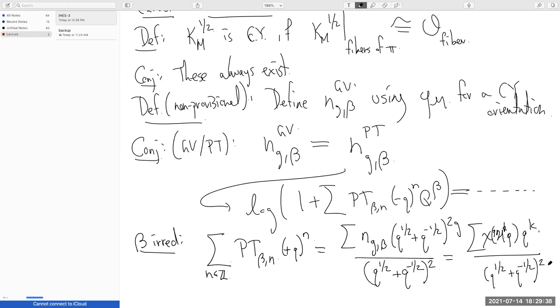So the idea is that if I have an irreducible curve, I take the PT series on the left-hand side, and on the right-hand side, I'm just getting in the numerator this thing obtained by taking the perverse cohomology of the sheaf of vanishing cycles.